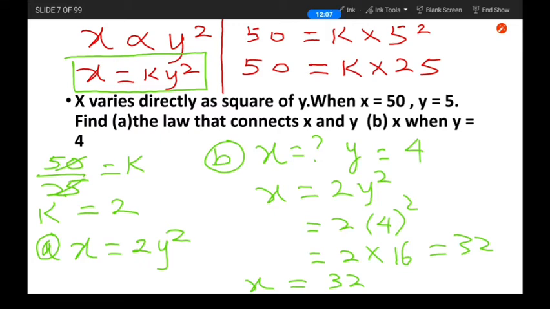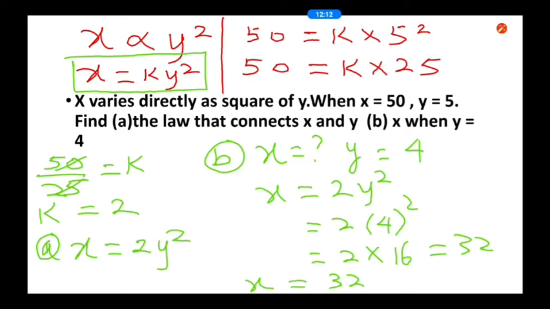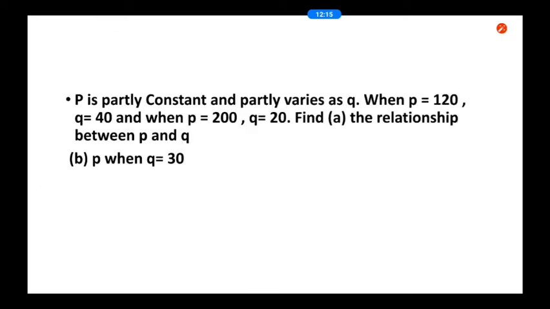I want to believe that you have understood that now. So go and practice more before the end time. Now look at the second question.